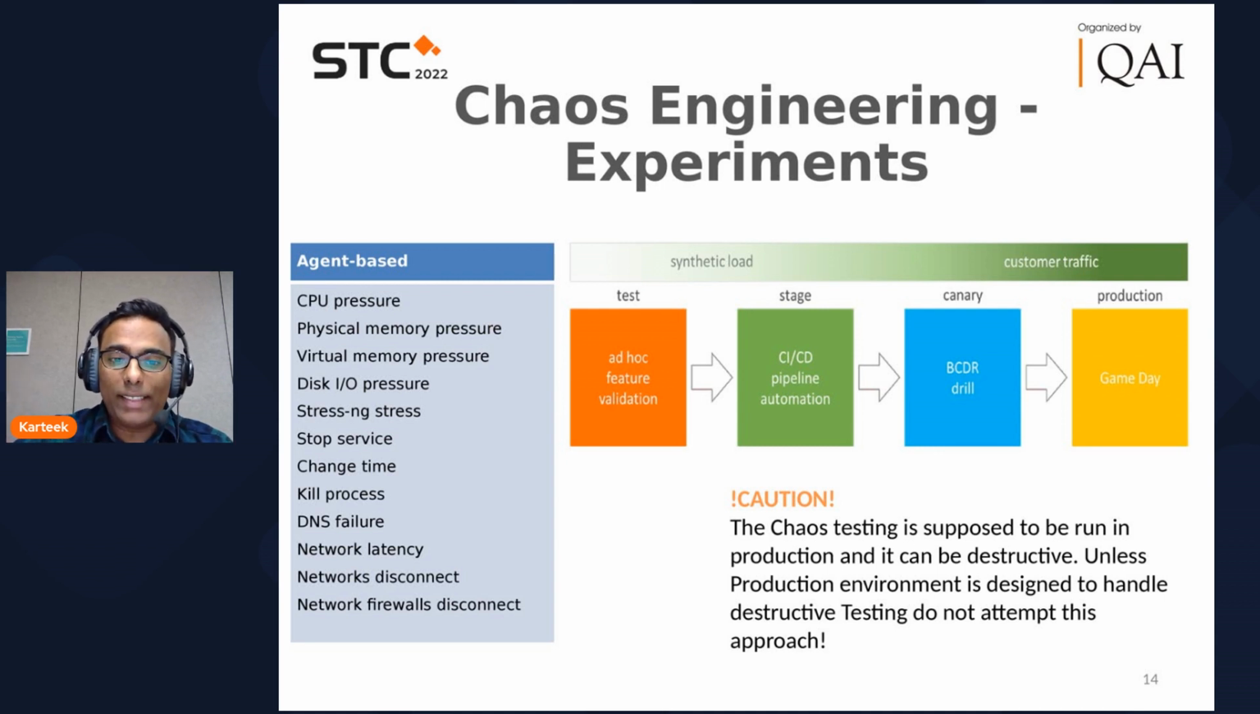We can do it as ad hoc feature validation. We can make it part of continuous delivery. We can do it as part of BCDR, business continuity and disaster recovery experiments, or we can do it during production in a game day scenario, where before releasing my system to the end users, I have the deployment done in production and I want to validate using some synthetic traffic whether my production environment is able to manage the load.